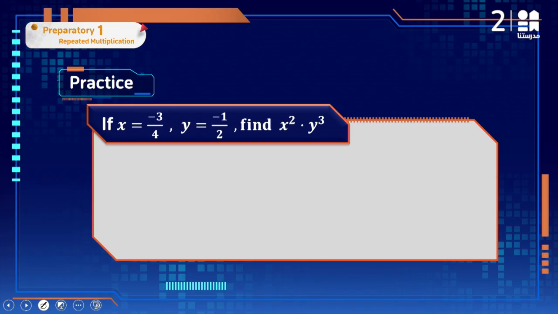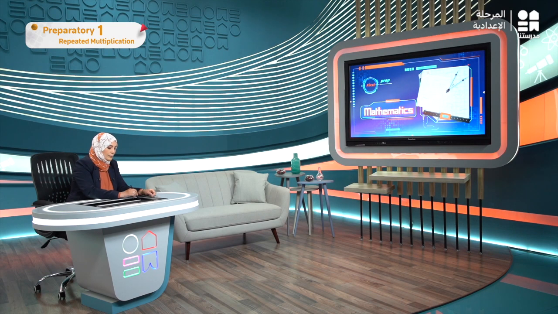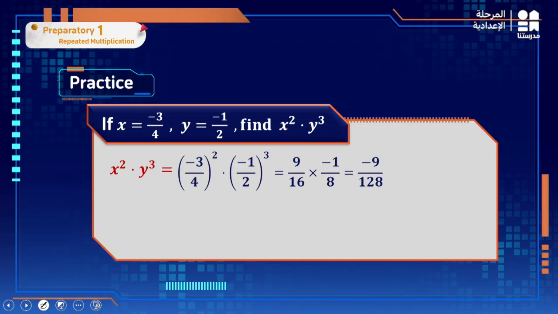Another one. If x is equal to negative 3 over 4, y equals negative 1 over 2, find x squared times y to the power of 3. Okay, let's replace x and y. Instead of x, we are going to put negative 3 over 4 to the power of 2. And instead of y, we are going to put negative 1 over 2 to the power of 3. Then repeat the multiplication.